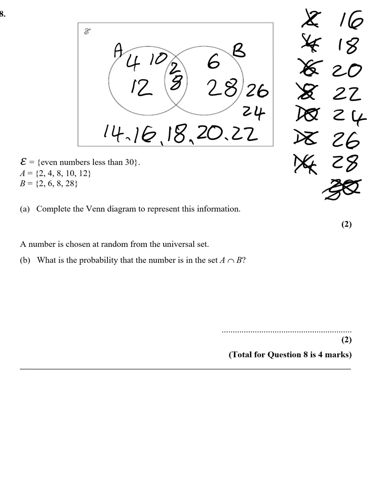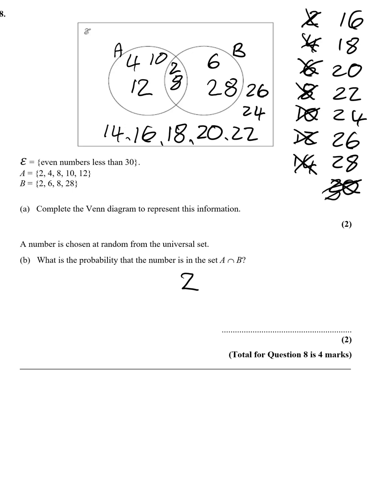Now, a number is chosen at random from the universal set. This is the universal set, so all the even numbers less than 30. What is the probability that the number in this set is A and B? So we've got the probability the number is in set A and B. So there's 2 numbers, but out of all of our numbers in total. Okay, which is wrong on the mark scheme by the looks of it.